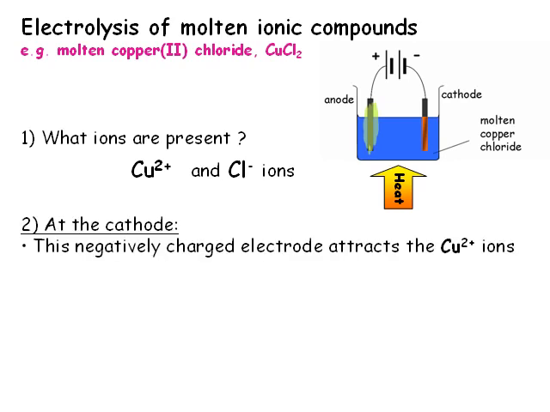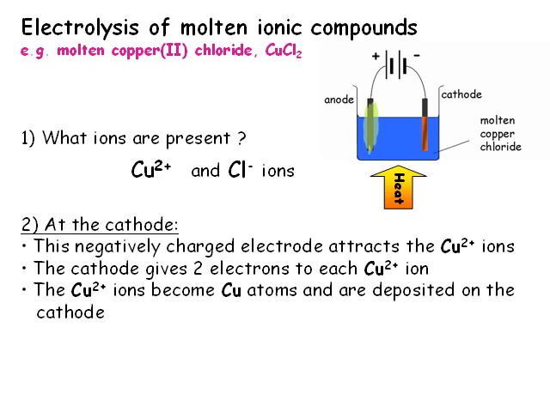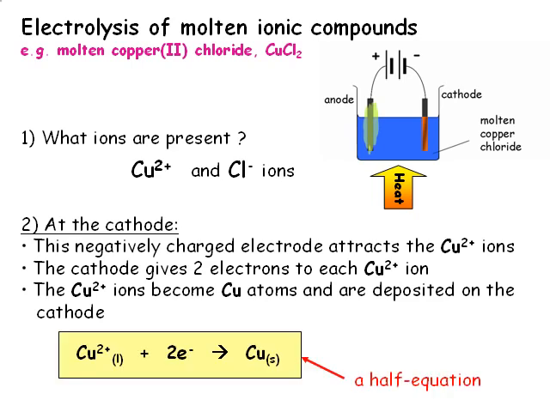A different reaction happens at each electrode. There are really two reactions going on at the same time. The copper 2+ ions are being attracted to the negative electrode. The electrode gives 2 electrons to each copper 2+ ion, turning each into a copper atom. In this way, a layer of copper metal begins to grow on the surface of the cathode. The element copper is being formed. We can show what is happening by writing an equation. Each Cu2+ ion gains 2 electrons to become a copper atom.